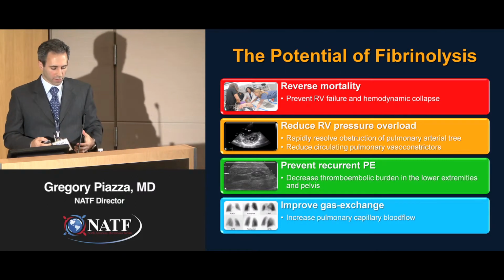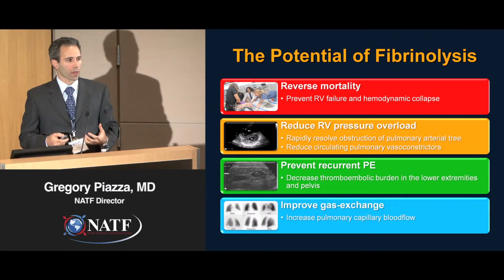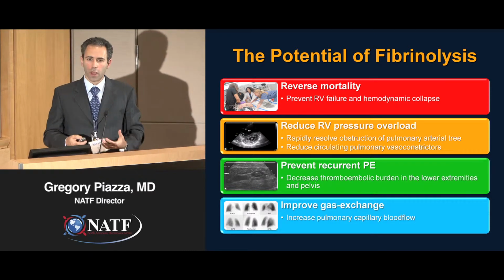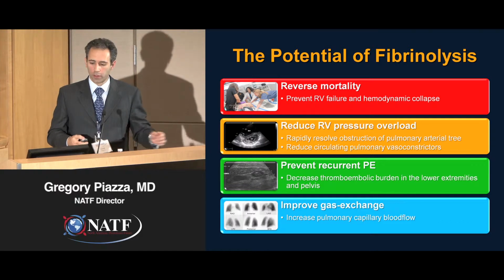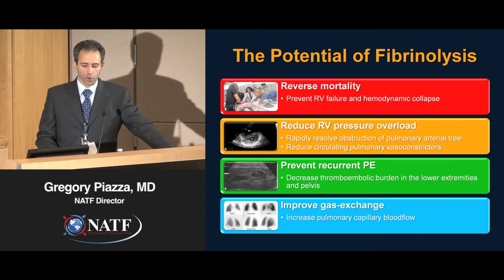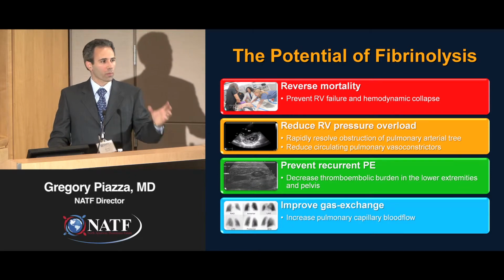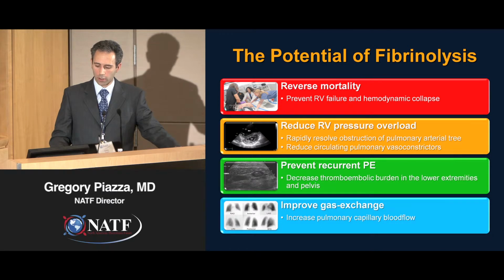So one of the advanced therapies that's been around the longest is giving a clot-busting drug through an IV. That's called fibrinolysis, or the breakup of fibrin. And the potential of fibrinolysis is to rapidly reverse mortality by preventing RV failure and hemodynamic collapse, by reducing RV pressure overload, by breaking up that clot that's causing obstruction, and by reducing some circulating hormones that actually increase the pressures in the lung arteries.